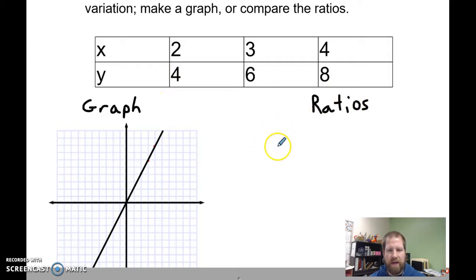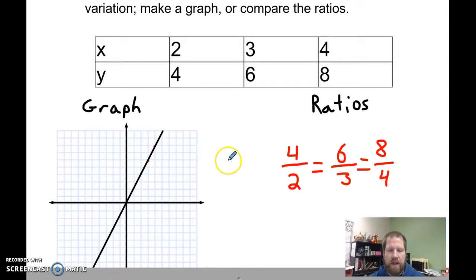In that case, I'm going to take my y and make that my top, the same way I do in a slope. So I'd have 4 over 2, my y value over my x value, and I'm going to see if that's equal to 6 over 3 and 8 over 4. In a direct variation equation, every point should have the same ratio. So 4 over 2 should be equal to 6 over 3, and it should be equal to 8 over 4.